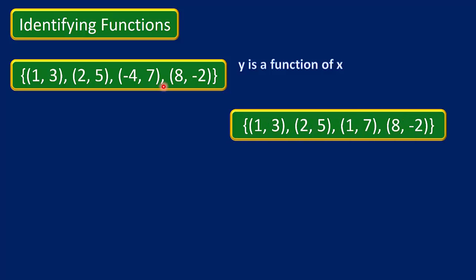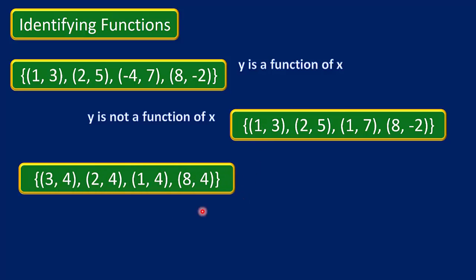Now, let's look at this one. Notice here, x is 1, y is 3. x is 2, y is 5. x is 1, y is 7. Look at that. You have an x corresponds to 3 here, and it corresponds to 7 here. There are two outputs that correspond to this input of 1. So this one, y is not a function of x.